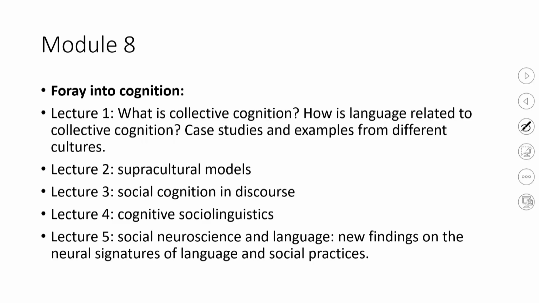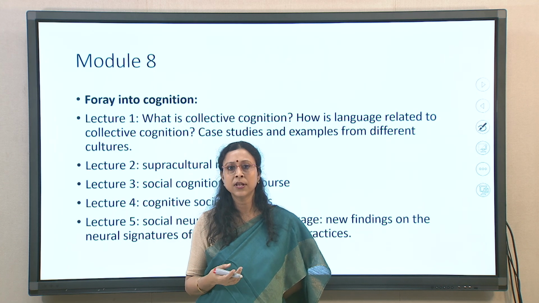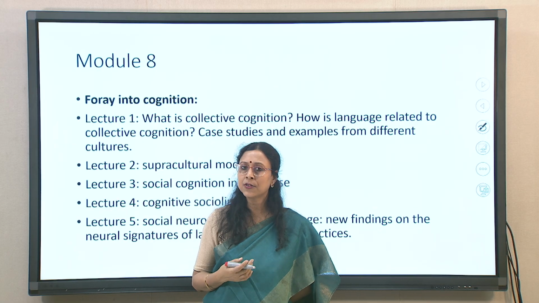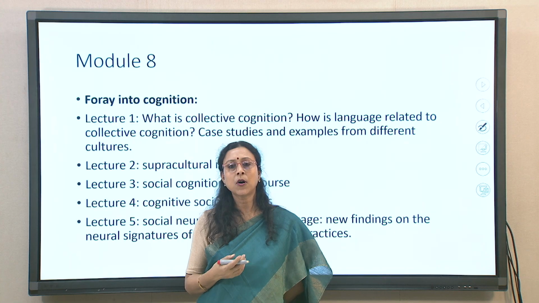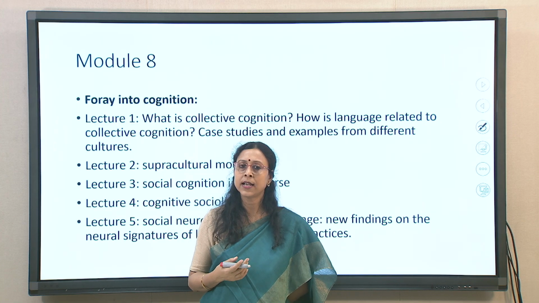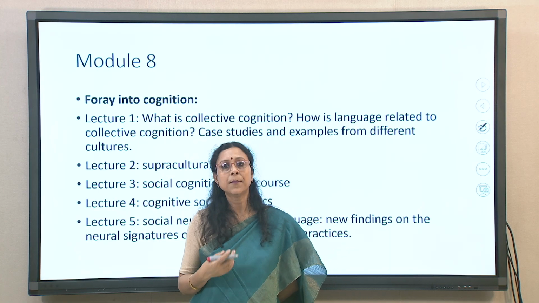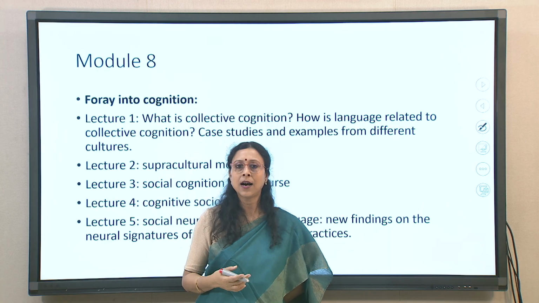And the current domain, module 8, the last module, here we took into account the domain of cognition: how cognition, from multiple perspectives, interacts with social practices, language structure and language usage. We particularly looked at supracultural models, social cognition in discourse, cognitive sociolinguistics, and social neuroscience. These are the domains that we discussed. So, in this course we have tried to give a broad overview, through all these 8 modules, of how language, society, culture, and even the brain come together to create what we are as humans.